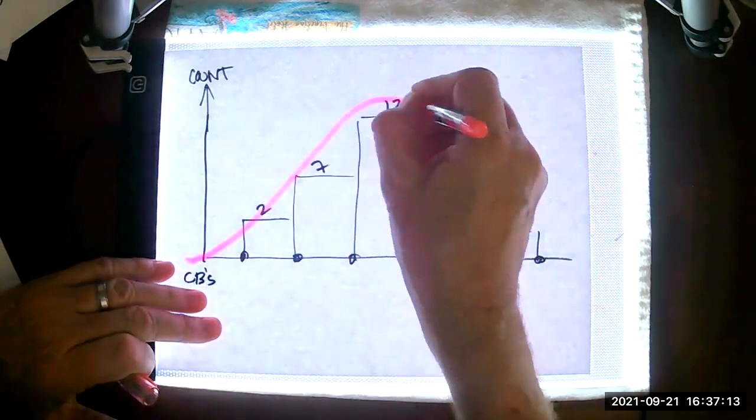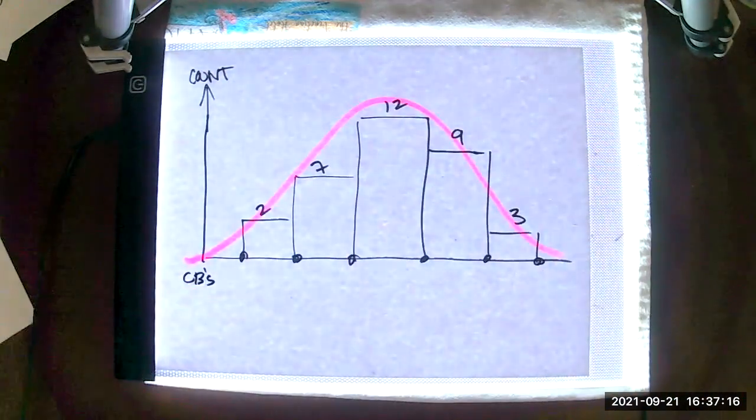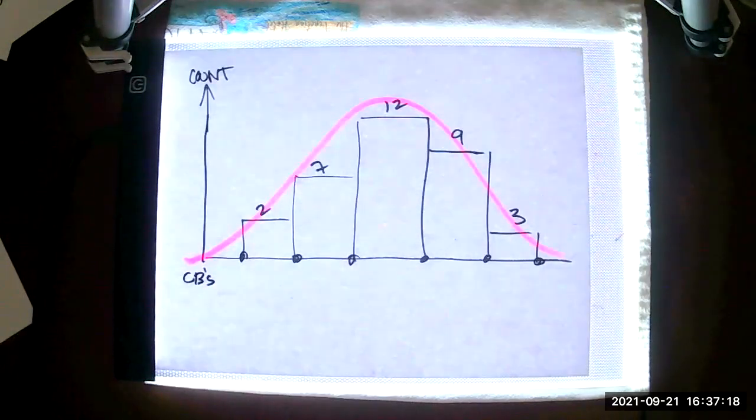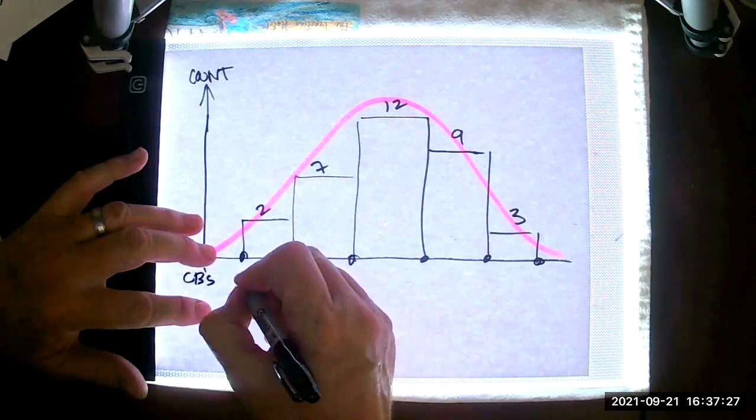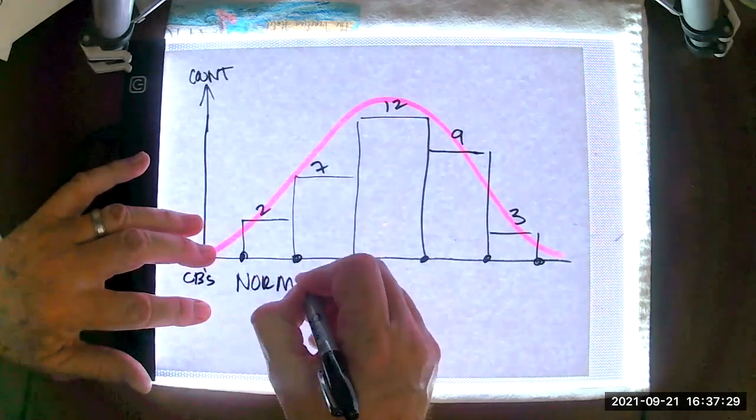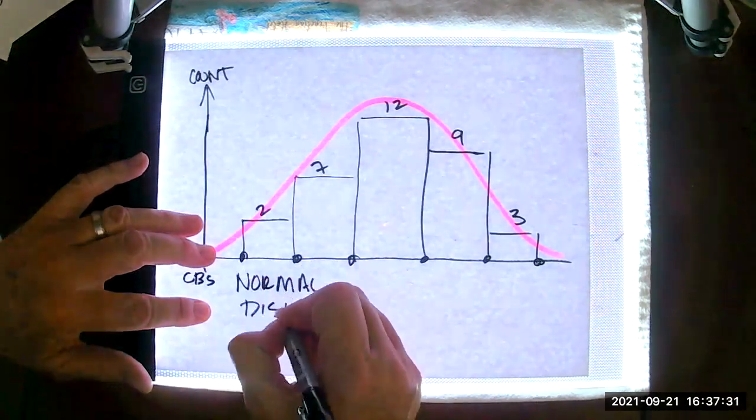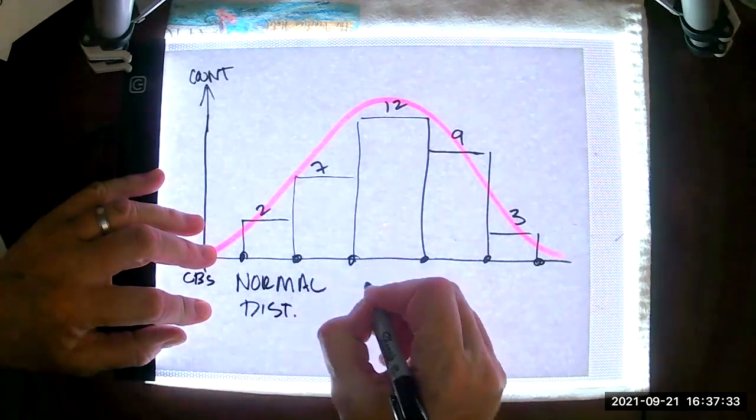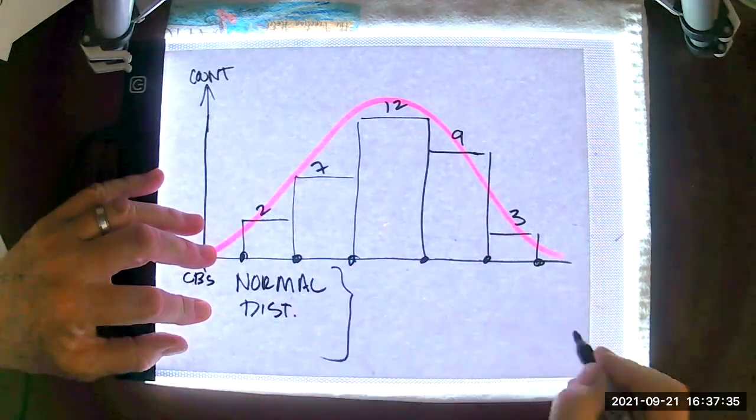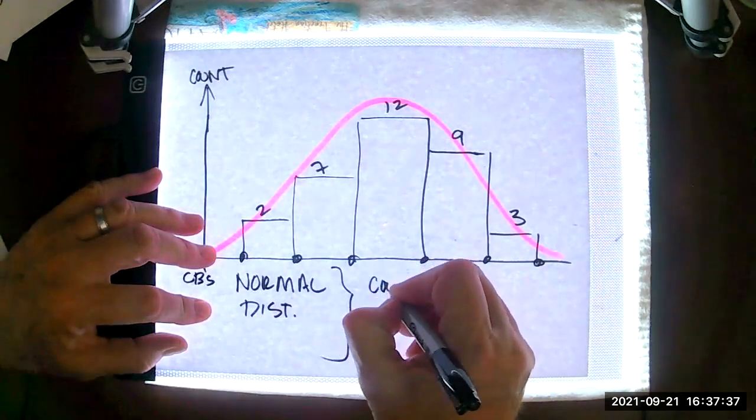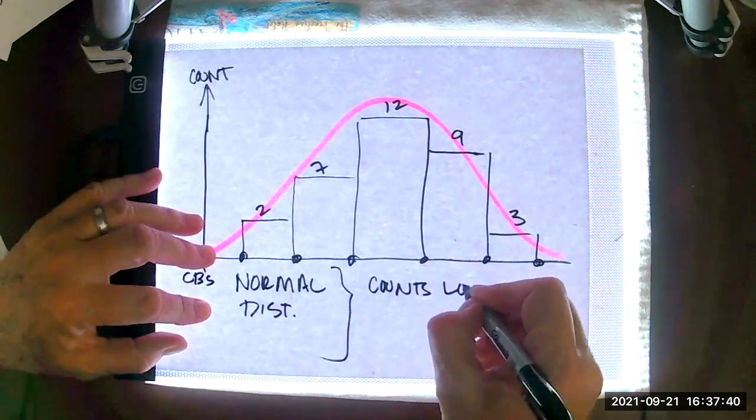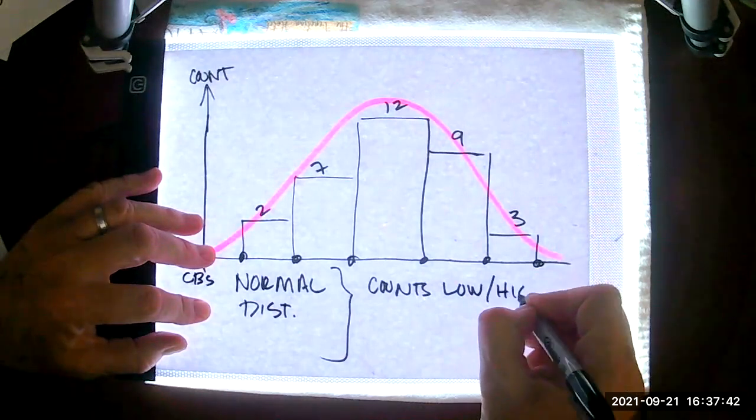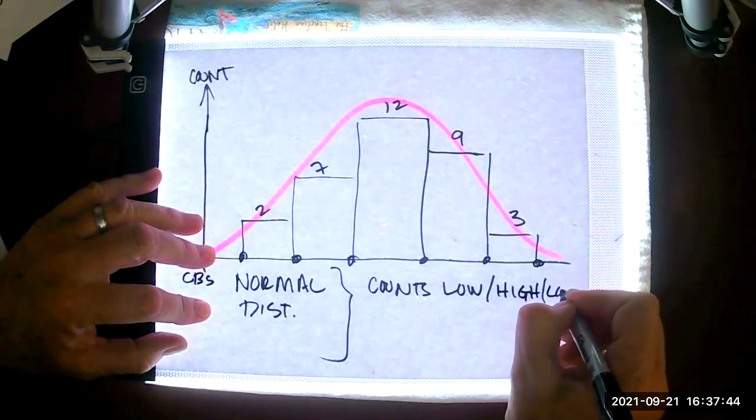And it follows this bell-shaped curve. Not exactly, but pretty gosh darn close. Nature's messy, nothing's ever exact. But a normal distribution has the following properties. Number one, your counts follow a low, high, low pattern.